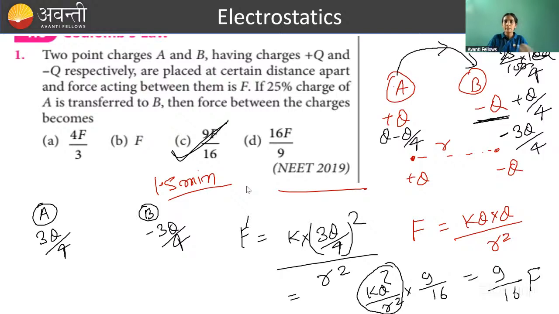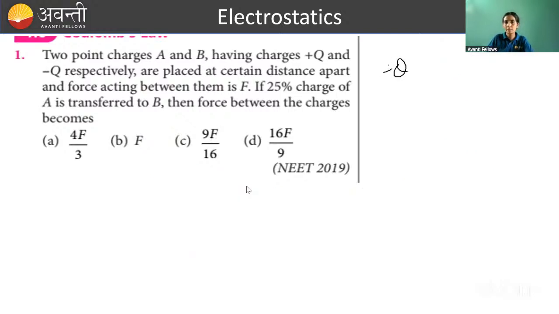चलो ठीक है. क्वेश्चन क्या था? हमारे पास दो चार्जेस थे, प्लस Q, माइनस Q. दोनों initially they are kept at separation R. Force acting is given as F. So F is equal to initially what? KQ square by R square according to Coulomb's law, right?